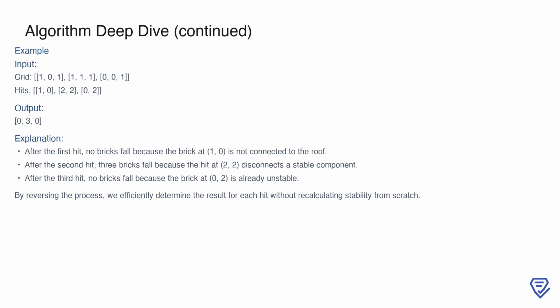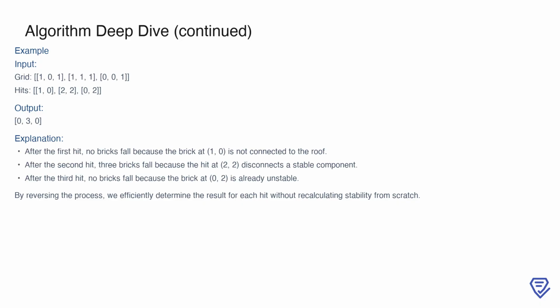To understand how the algorithm works in practice, consider this example. The input grid is a 3x3 matrix, [1, 0, 1], [1, 1, 1], [0, 0, 1], and the hits are [1, 0], [2, 2], [0, 2]. The output is [0, 3, 0].